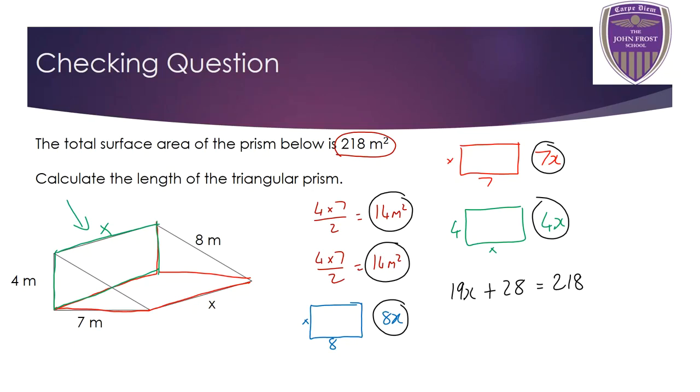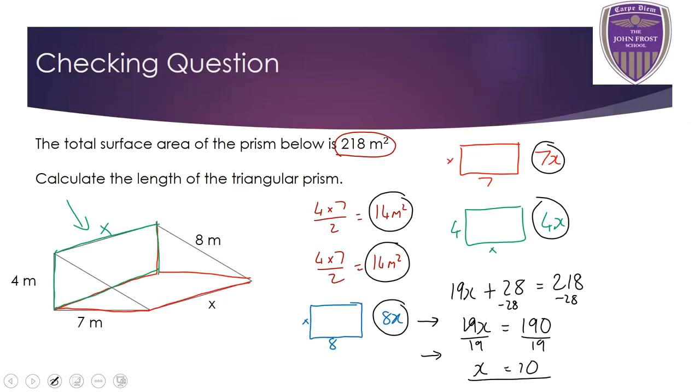So remember, first thing we do is take 28 off both sides. So we're going to take away that 28. So 28 take away 28 is nothing. And we're going to take 28 off 218, which gives us 190. And then we're going to solve it from there. So 19 times something is 190. We're going to divide by 19. So each side is going to be divided by 19. So 19x divided by 19 is x, and 190 divided by 19 is 10. So in this case, the length of that missing side on the triangular prism is 10 meters in this case.